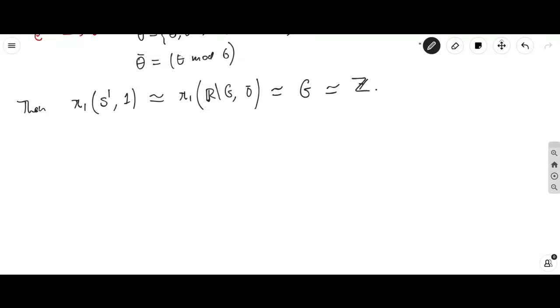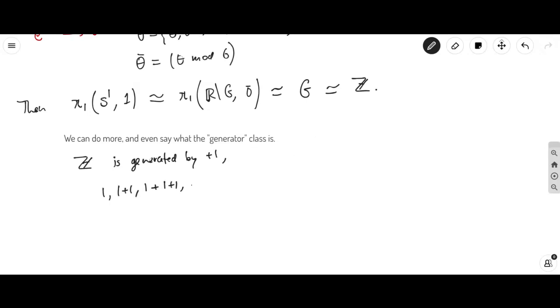But we can do more than that. What we can do is even say what the generator class is. Well, the integers have two generators. The integers Z are generated, let's say we use +1, by +1, because you have 1, 1 plus 1, and so on. And then you have the inverses, -1, -2, -3, and so on. So every integer can be expressed as repeated additions of 1. So that's why we call it the generator for the group.